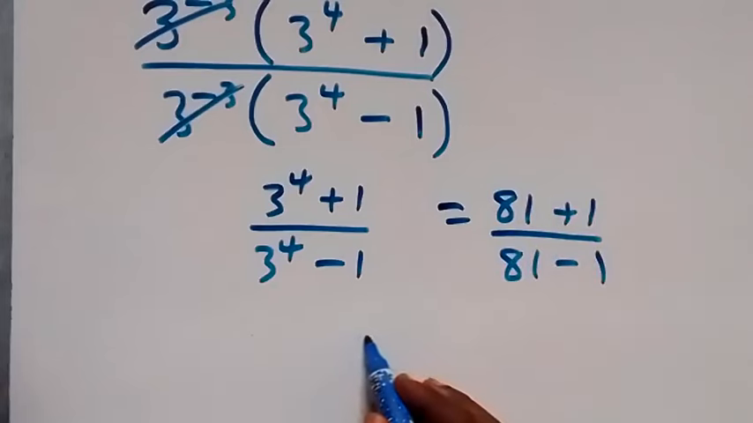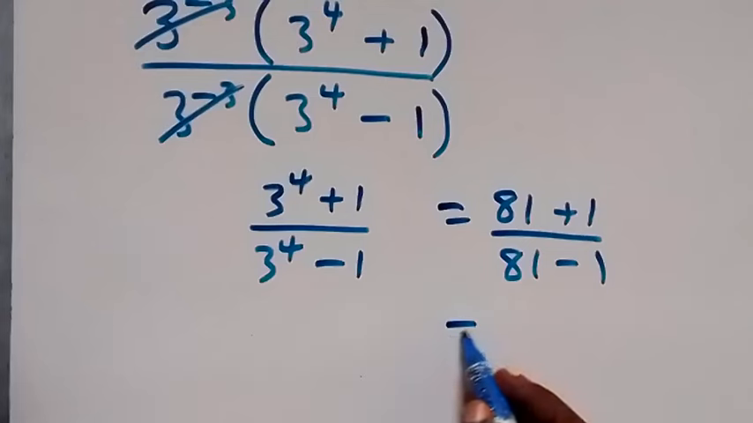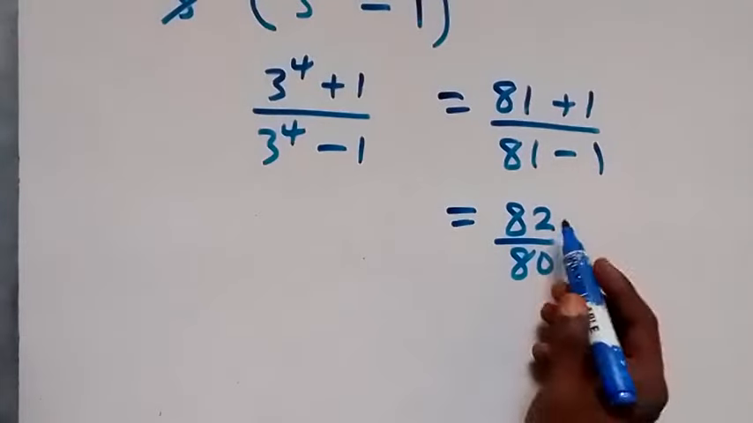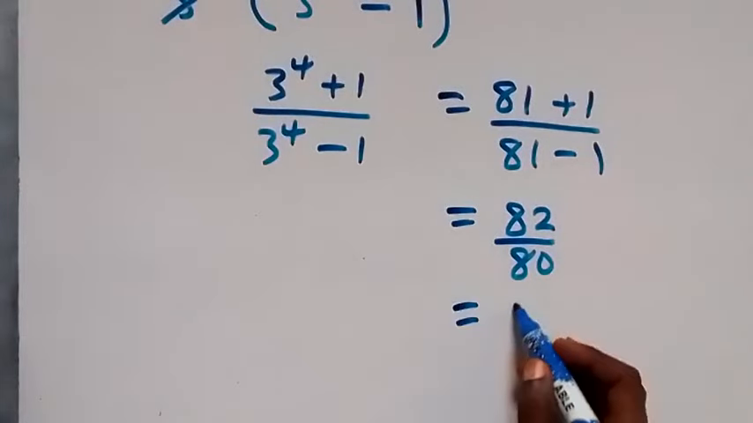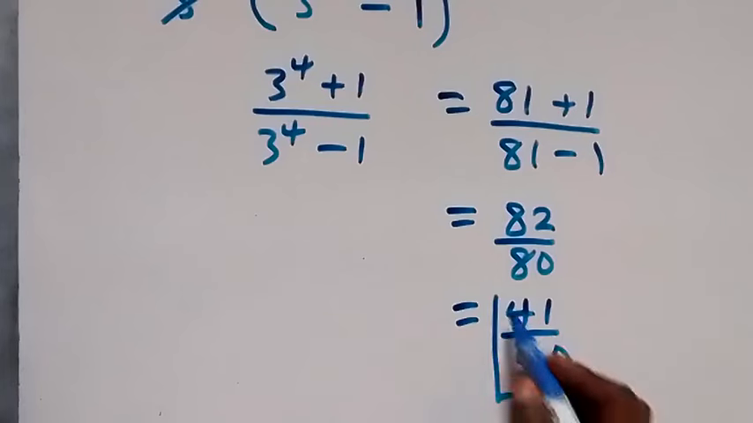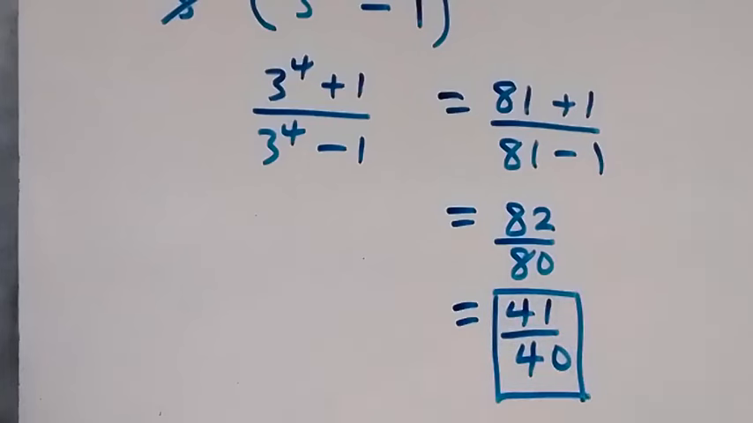So 81 plus 1 there gives us 82. Then 81 minus 1 gives us 80. Also, we can reduce this. 2 we divide and we have 41 over 40. So from here, we have this as the simplified form of the expression we are given.